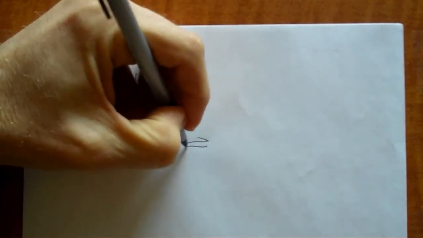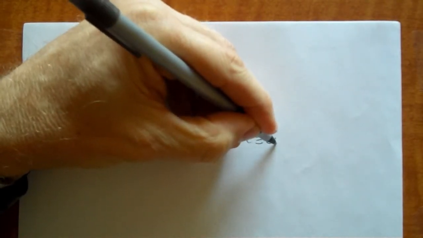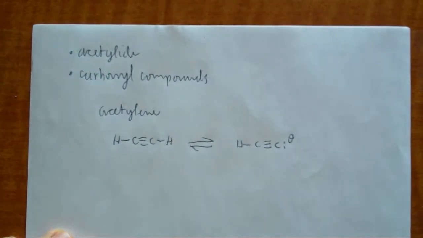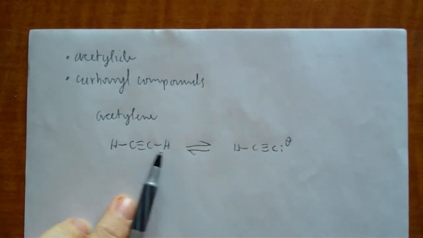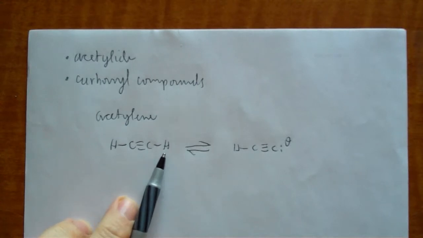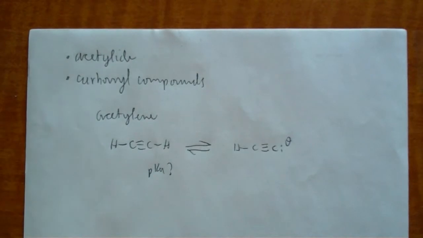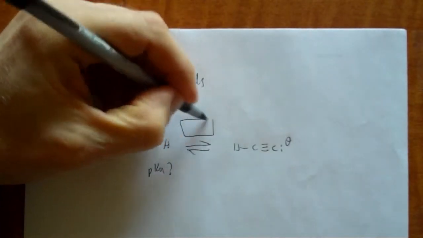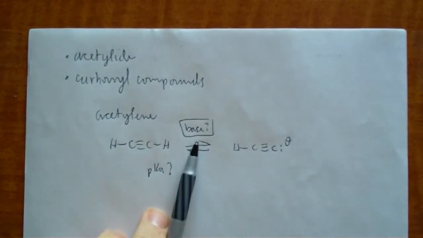Right. And recall, please, that we can deprotonate that, for a reason, which is pretty unusual. We're not expecting normally to be able to deprotonate a hydrogen which is bonded to a carbon. What's the pKa of that hydrogen? Please pause the video and look up the pKa of that hydrogen. And then the next question is, what base could deprotonate that? Please pause the video and look that up.